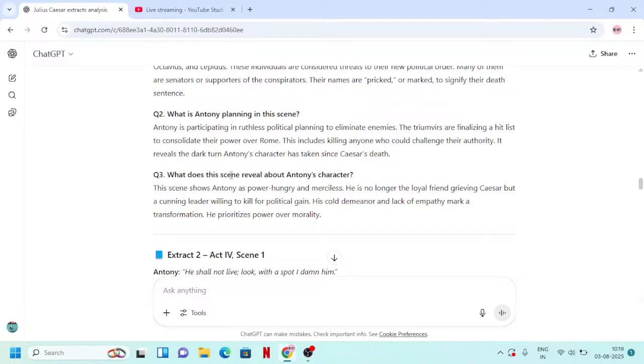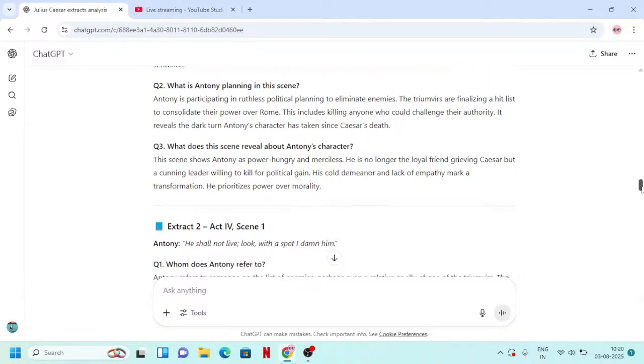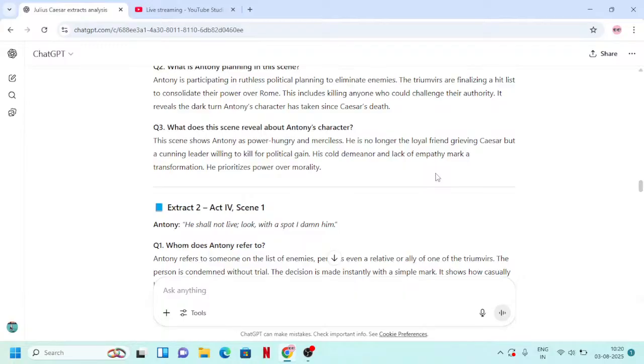Third question, what does this scene reveal about Antony's character? This scene shows Antony as power hungry and merciless. He is no longer the loyal friend grieving Caesar, but a cunning or clever leader willing to kill for political gain. His cold demeanor and lack of empathy mark a transformation. Whenever some individuals are in power, they become more hungry, more ambitious. Same kind of side we are seeing here in Antony's character, and he prioritizes power over morality. He is not showing any morality. He even wants to use Lepidus, their third partner or third governmental ruler of their union.